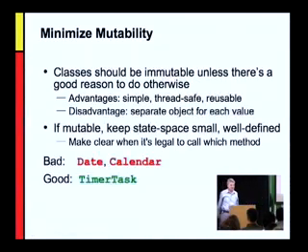But if you do have to make things mutable, and you often do, you should still make them as immutable as possible. You should give them a nice, small, well-defined state space. You should make it clear when it's legal to call which method.